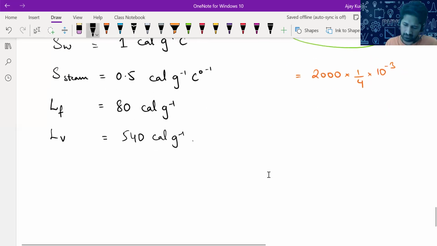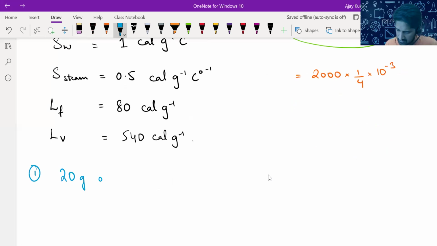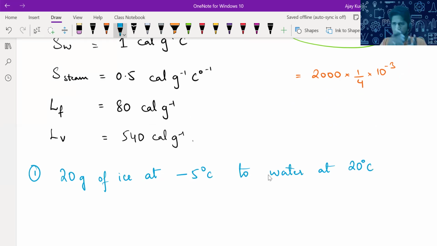Try this question first. Simple. Let's say there is 20 grams of ice. Ice can exist at any temperature less than or equal to 0 degrees. So it is at minus, let's say, 5 degrees C. Now you need to convert it to water at plus 20 degrees C. Obviously, to convert ice to water, you'll have to supply heat. And temperature change is also happening. You'll definitely need to supply heat. Temperature increase is happening. Find out the heat required.